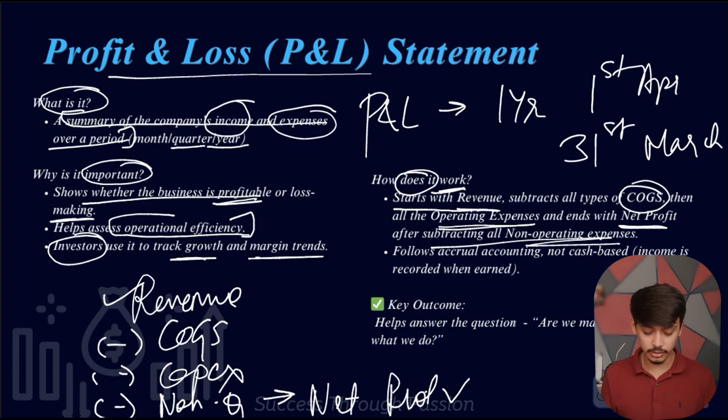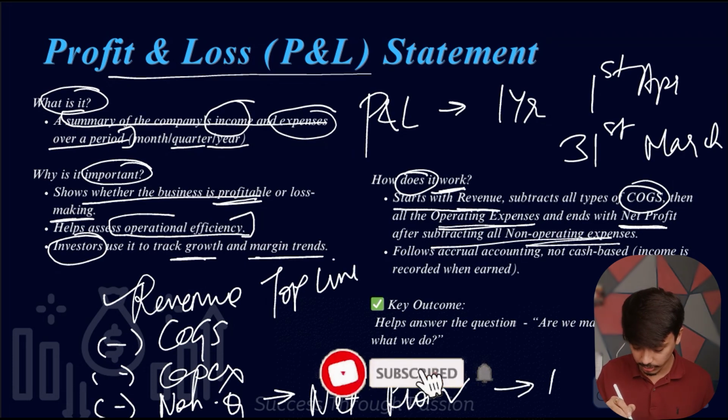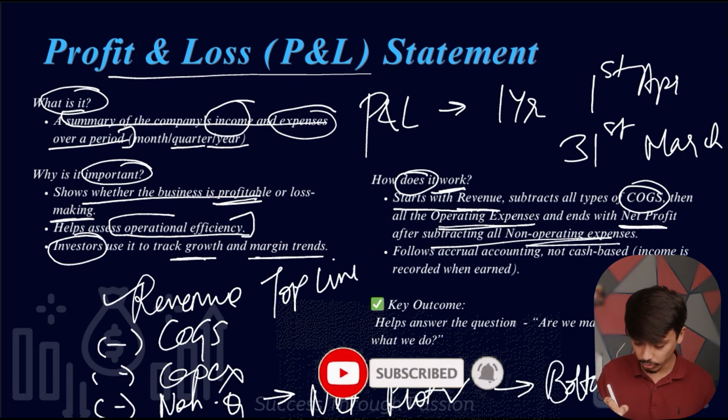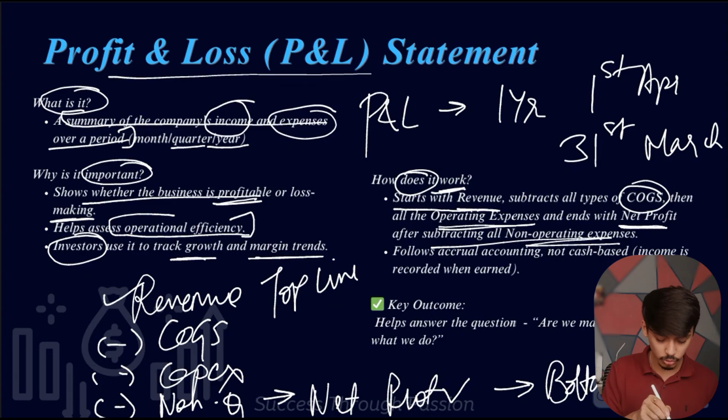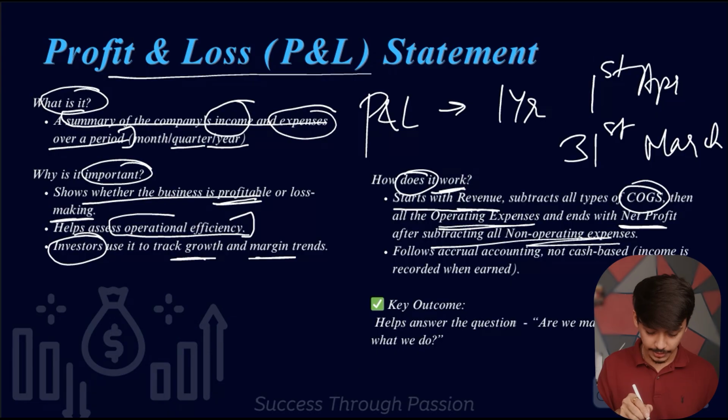net profit. The revenue is termed as the top line of a business, and profit is termed as the bottom line of any business. Investors track both of these growth rates and then decide if they want to invest in a particular company. The second point mentions that it follows accrual accounting, not cash based.